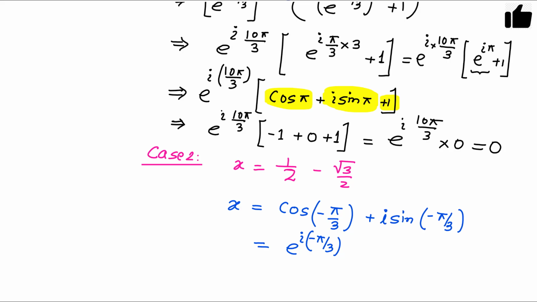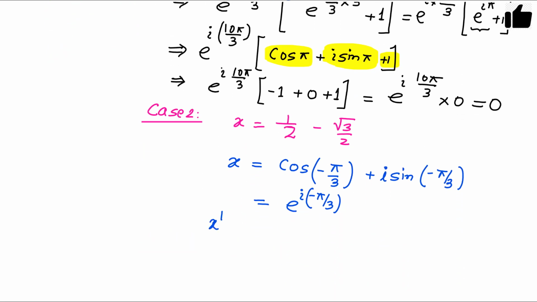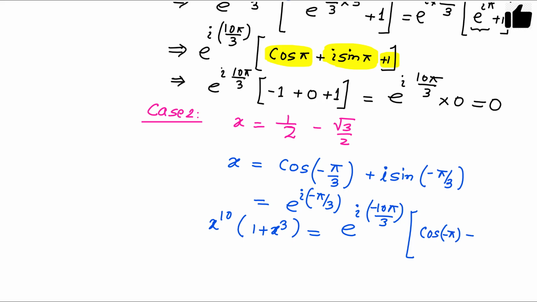So you can say this time the answer for this term, that is x^10 + 1 + x^3, finally it will be e raised to the power i times minus 10 pi by 3, and this will be cos of minus pi, and this is i sine of minus pi, and this plus 1, and again this term will be 0. So either one of the methods you can use, and you will finally have the same answer.